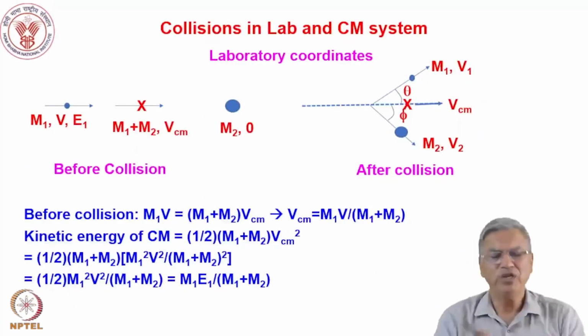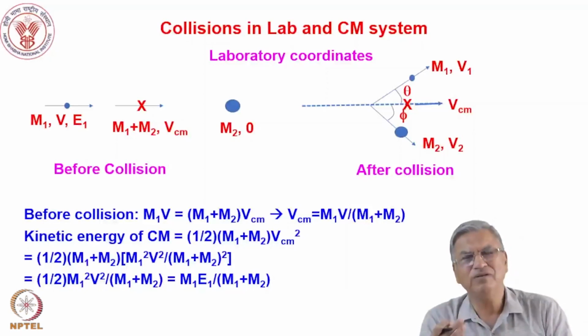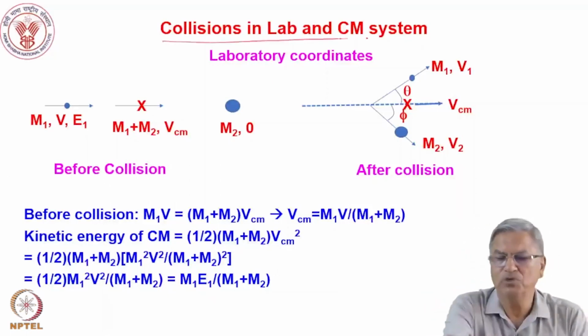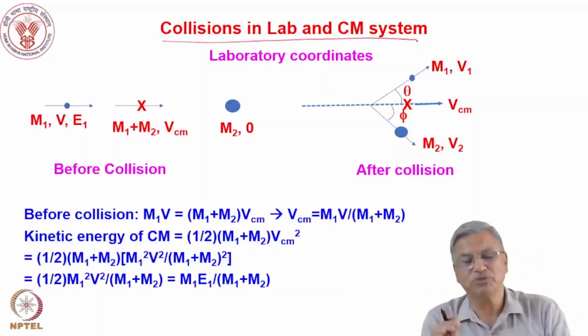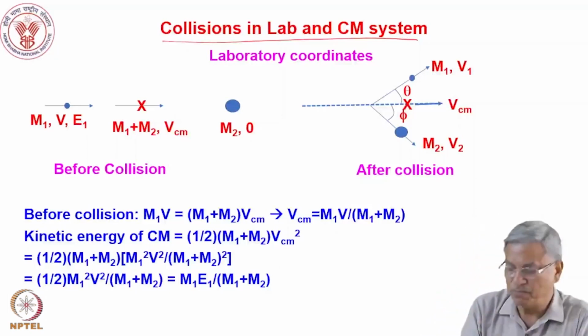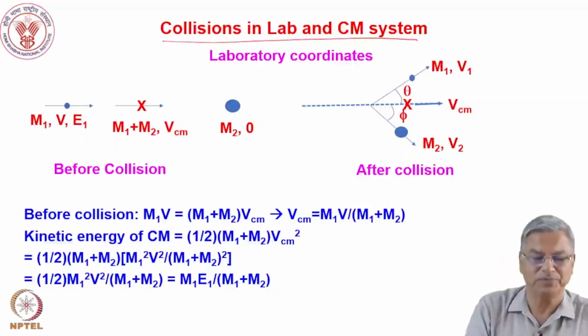Now, when a projectile is bombarding a target, we will see that all the energy of the projectile is not available for the nuclear reaction to take place. Certain energy is lost in moving the whole center of mass system, and therefore the discussion of the collisions in the laboratory and center of mass system becomes important. So we will discuss the two scenarios in the laboratory system and in the center of mass system. How do these collisions take place?